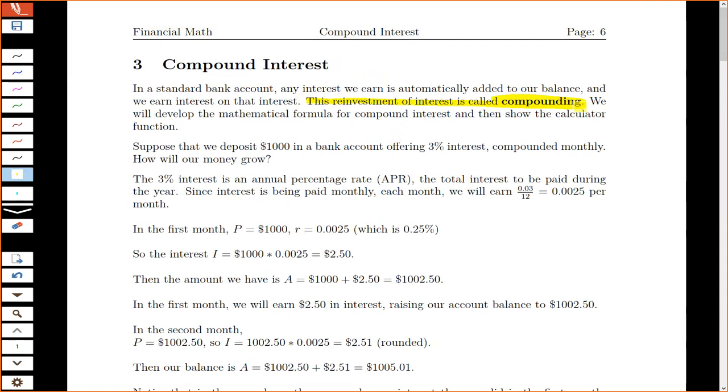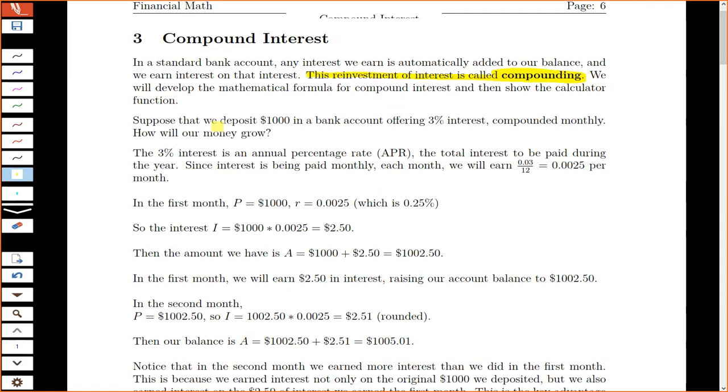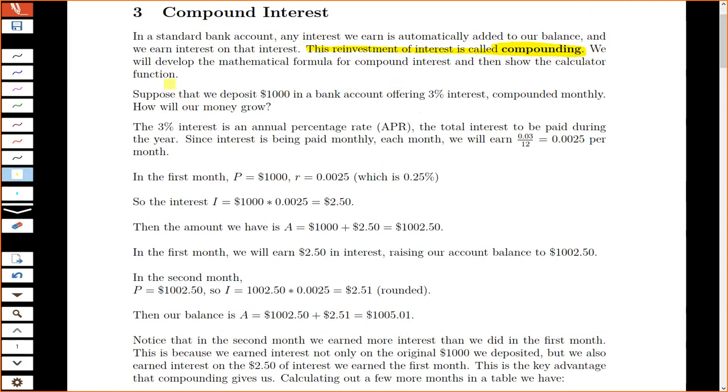Okay, so what we're going to do is develop a math formula for compound interest, and then I'm going to show you a couple different ways to compute it. Here's the idea. We'll look at this example. Let's suppose we deposit $1,000 in a bank account. It offers 3% interest compounded monthly, and we want to look at how our money will grow.